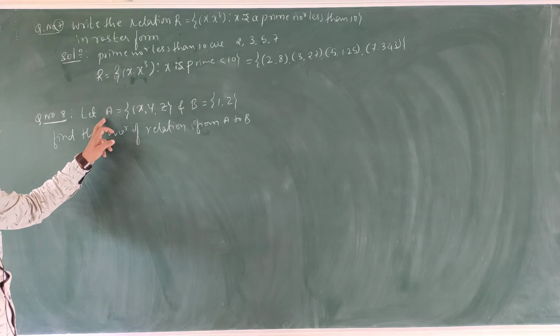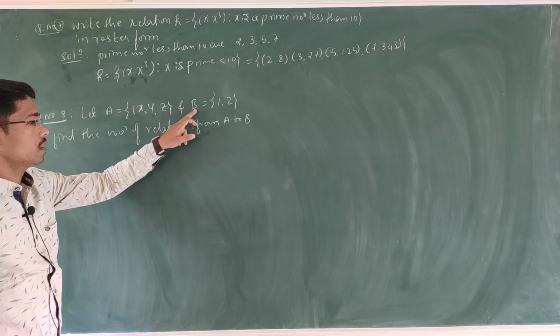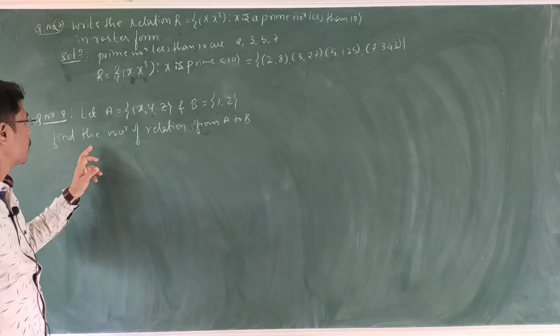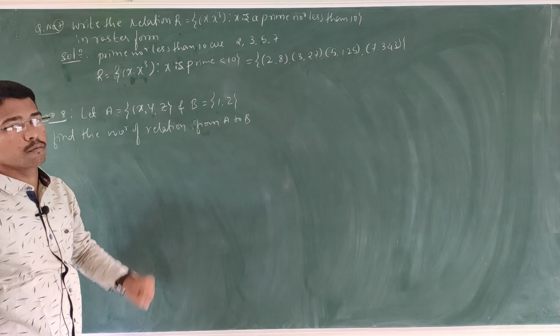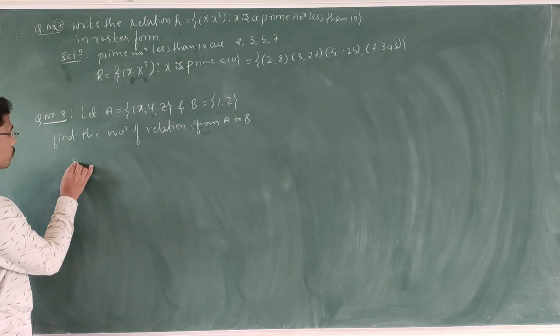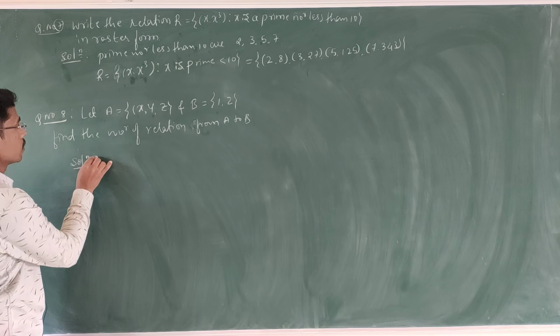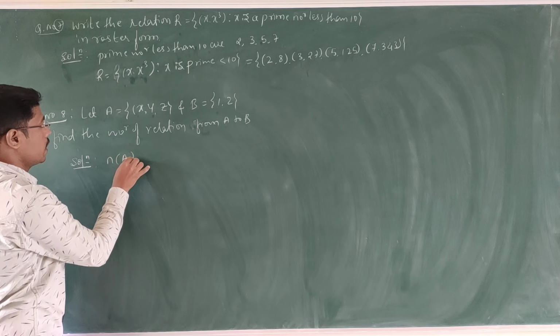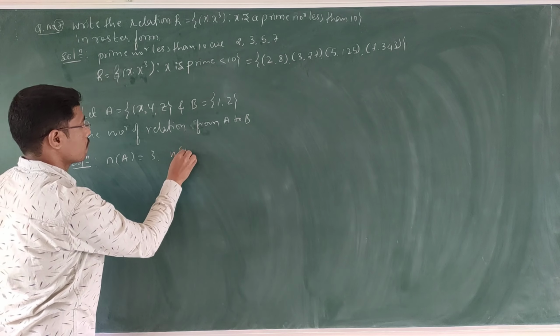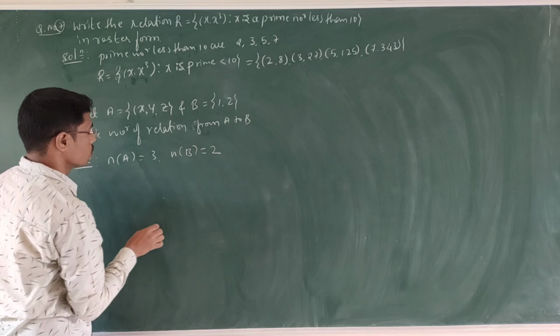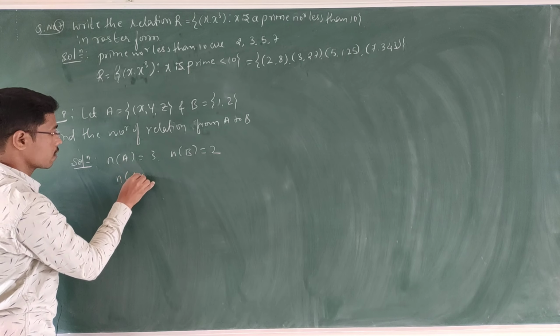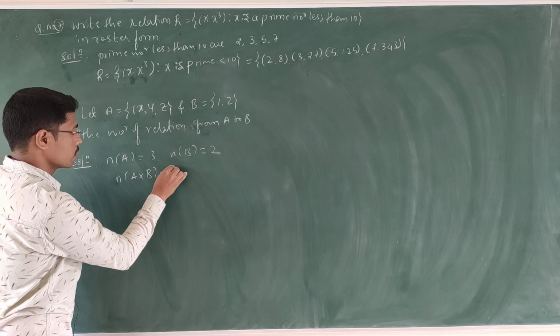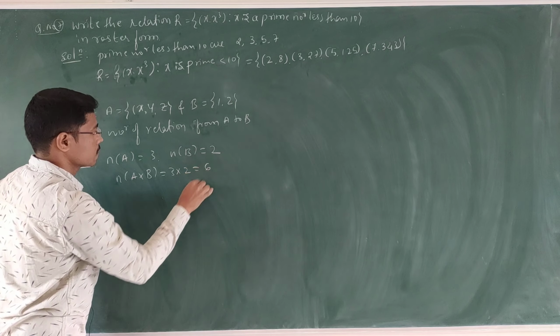Next, A equal to {x, y, z} and B equal to {1, 2}. Find the number of relations from A to B. Very simple question. The number of elements in the set A is 3, the number of elements in the set B is 2, the number of elements in A cross B is equal to 3 into 2, that is 6.